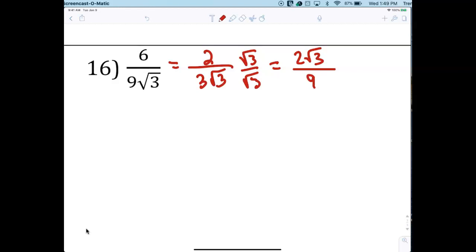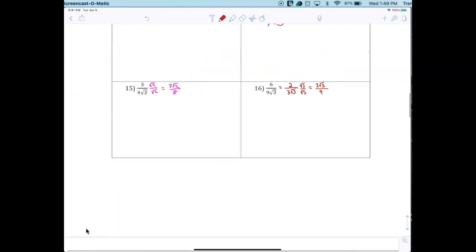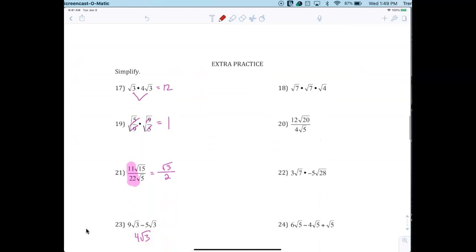Square root of 3 times square root of 3 is what? 3. Right? And then there's a 3 out there already. So 3 times 3 is 9. All right? Okay.